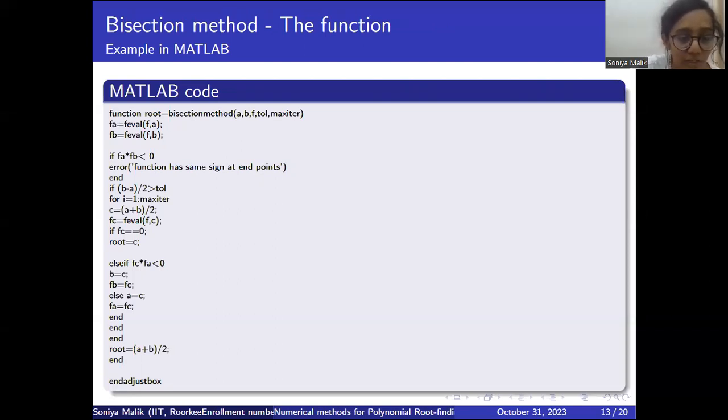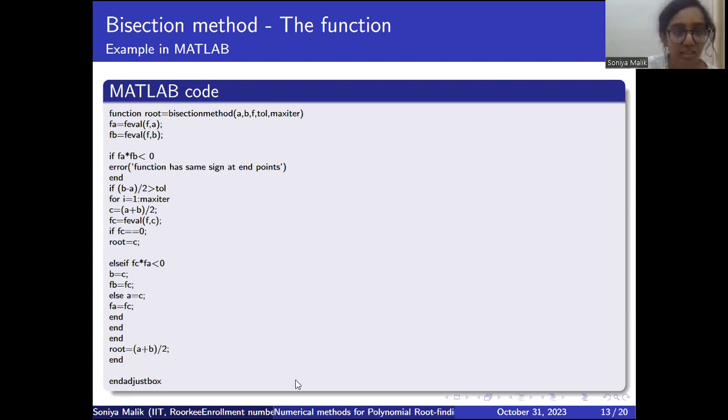if fc and fa have opposite sign, we will change b with c and fb with fc. And if they have the same sign, then we will change a with c and fa with fc and do the procedure until we reach the maximum iteration, and the root will be the new (a plus b) by 2.